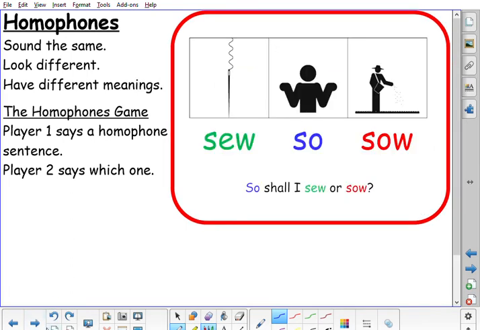Right, here's another homophone, a triple homophone. Sew, sew and sew. Sewing with a needle and thread. Sewing when you're deciding what shall I do next. So what shall I do now? And then sewing when you've got some seeds. So, shall I sow or sow?